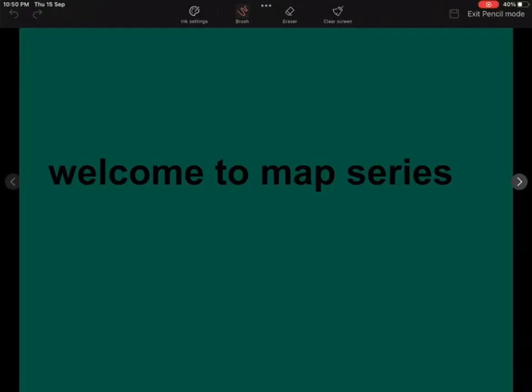Good morning, students. Today we are going to start a map series which is going to be very beneficial for you for your upcoming exams. So let's start today's map series with the map of India.